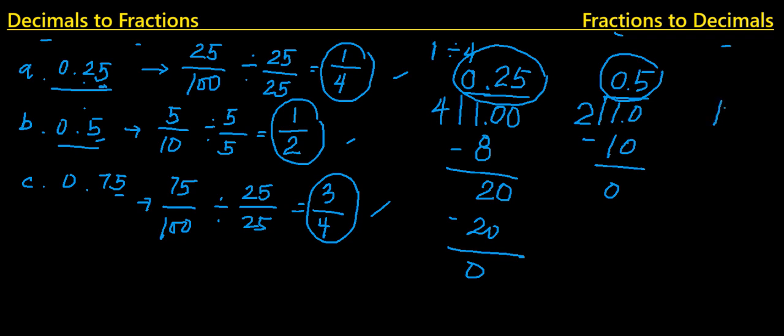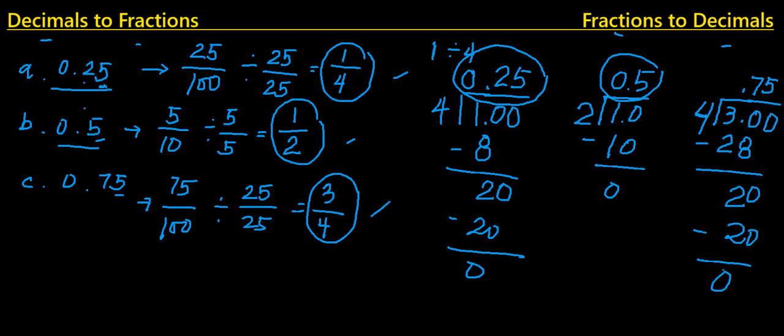Last, we have 3/4. So we have 3 divided by 4. Then add a decimal point. Add 0. 30 divided by 4 is 7. 7 times 4 is 28. 30 minus 28 is 2. Add an additional 0. Bring down 4. 20 divided by 4 is 5. 5 times 4 is 20. So we arrive at the final answer 0.75. Now it justifies everything.